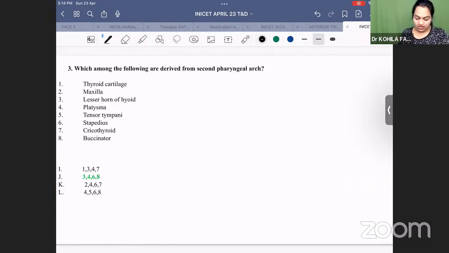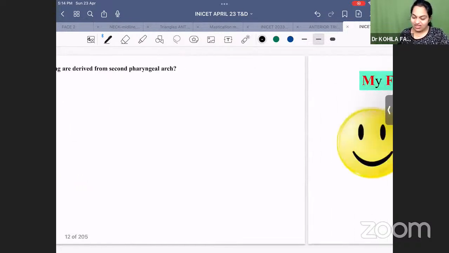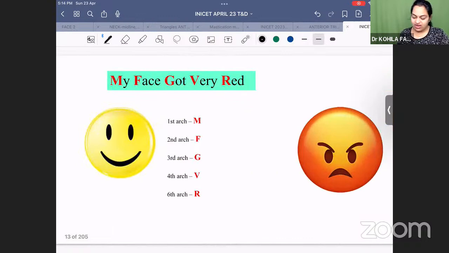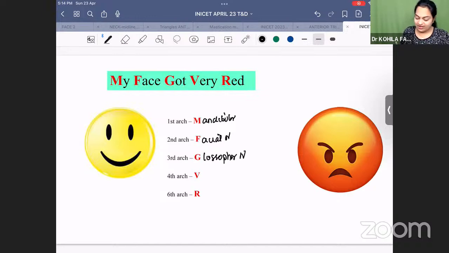Yes. So which among the following are derived from the second pharyngeal arch? Pharyngeal arch is an easy question, right? Can you tell me the nerve of these arches? You have been given this mnemonic in the previous classes. Nerve of the first arch is the mandibular nerve. Second arch, facial nerve. Third arch, glossopharyngeal nerve. Fourth arch, vagus branch, external laryngeal, and also the 11th nerve. And sixth arch, recurrent laryngeal nerve, isn't it?